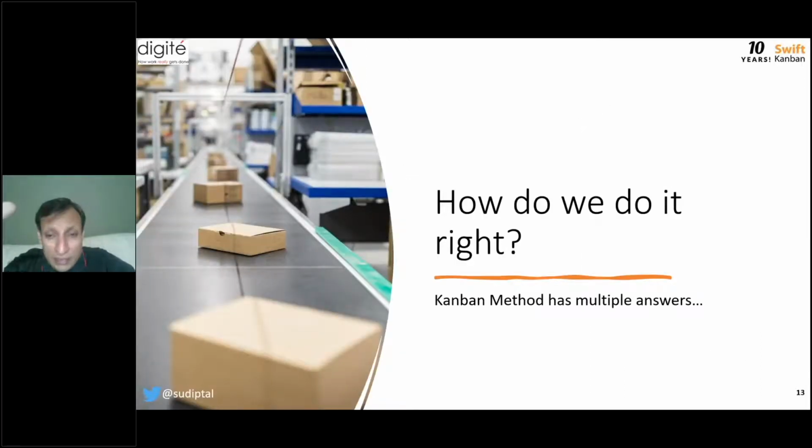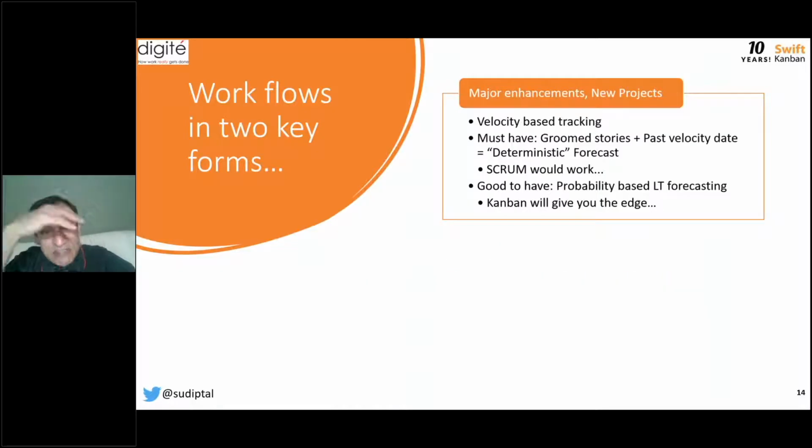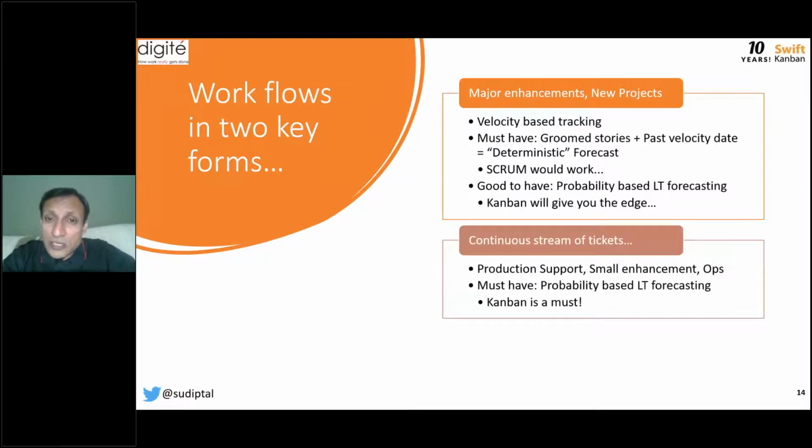So how do we do it right? And the Kanban method has several approaches to actually solve this problem. Let's step back and understand what kind of work we typically get. Typically, you get these two buckets of work. Either you get major projects, new projects, or major enhancements within an existing product or application that you have, or you get a continuous stream of tickets, right? Which is flow based. It's a continuous flow that is happening, and you can obviously apply Kanban in either of the situations. That is not an issue at all.